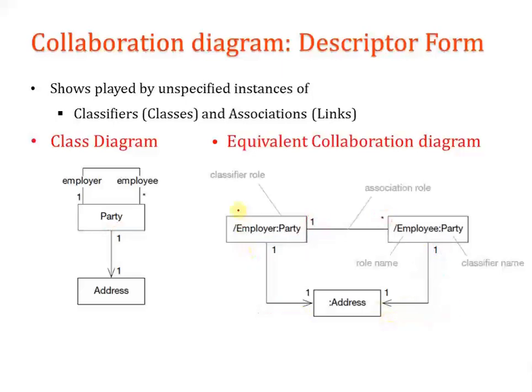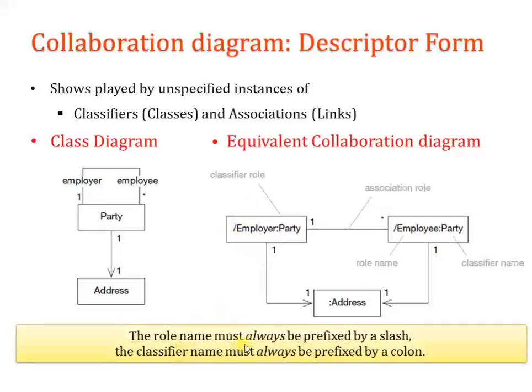So here there are many terminologies. Anything which starts with a slash, you can see here, the role name must always be prefixed by the slash. So in a collaboration diagram, we have the role name present over here, along with the class name. Similarly, you will have the class name which is preceded with a colon. So any name which is preceded with a slash is called a role. Any name which is preceded with a colon is called a classifier or class name. This is the main important thing you want to remember while you represent a collaboration diagram in descriptor form.